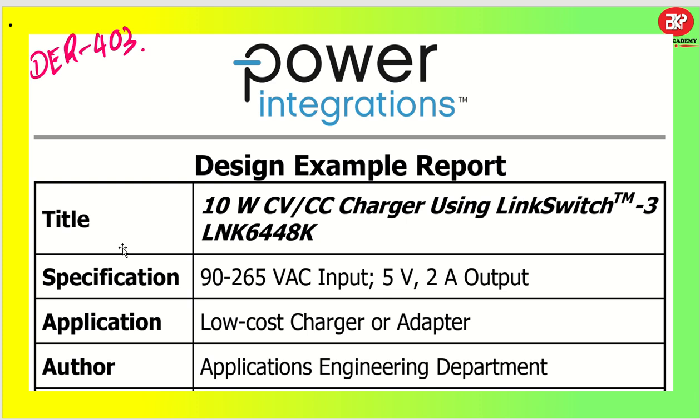So let us try to understand with the design. This is the DER report from Power Integrations, DER403, and you can see this has been designed with constant voltage as well as constant current mode, and this is having 10 watt capacity. It is having a universal input of 90 volt to 265 volt with outputs of 5 volt at 2 ampere ratings. So this is going to be a very low cost charger as well as adapter integration.